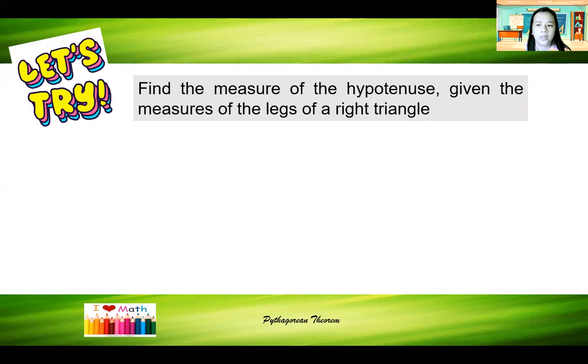Okay, how about the next? Find a measure of the hypotenuse given the measures of the legs of a right triangle. So this time, find the hypotenuse. So given ang two legs, yung longest side ang ating hahanapin. So you have 6 and 8. Okay, pause for a while. So solve using your pen and a piece of paper. What will be the hypotenuse?